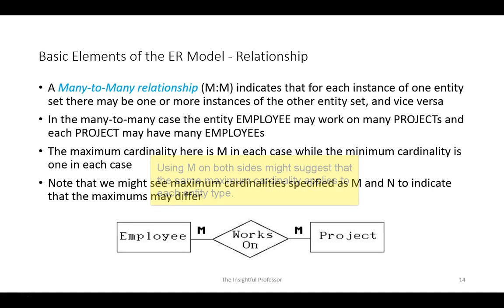This is a situation where you may see it changed so that we say employee M, and then for project we say N. We use a different letter. The reason we might do this is to note that there are different upper limits or different maximum cardinalities that are possible. So some folks prefer to do that. Others will just go with many-to-many as MM.